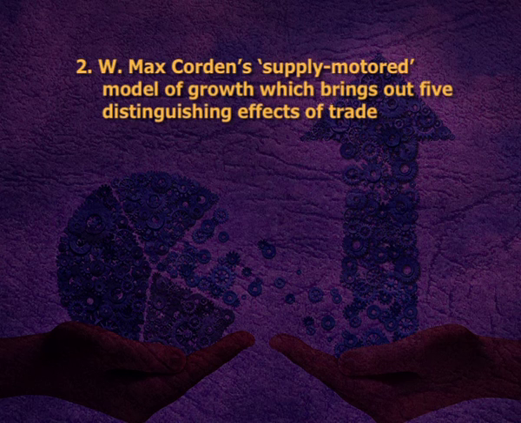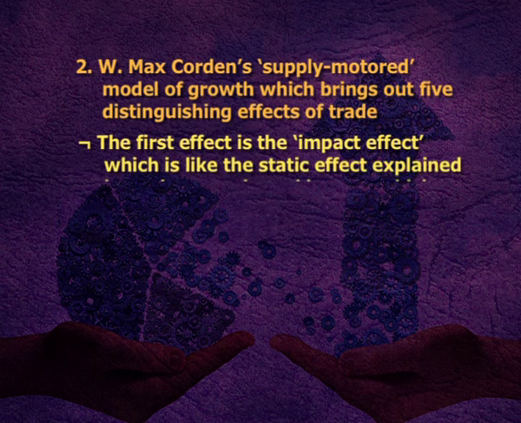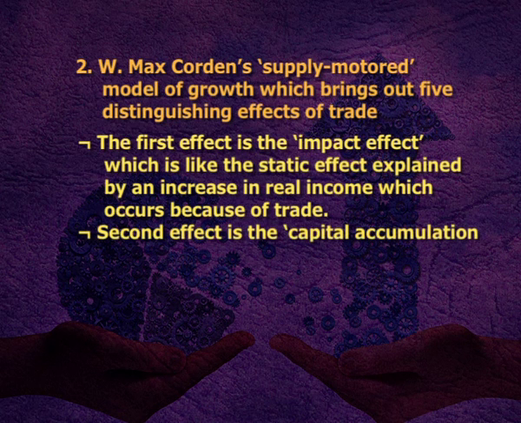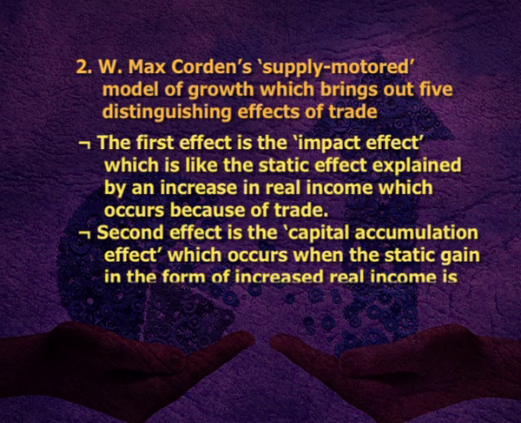Second, Meier mentions in his book W. Max Corden's supply-motored model of growth, which brings out 5 distinguishing effects of trade on development. The first effect is the impact effect, which is like the static effect explained by an increase in real income which occurs because of trade. Second effect is the capital accumulation effect, which occurs when the static gain in the form of increased real income is invested.